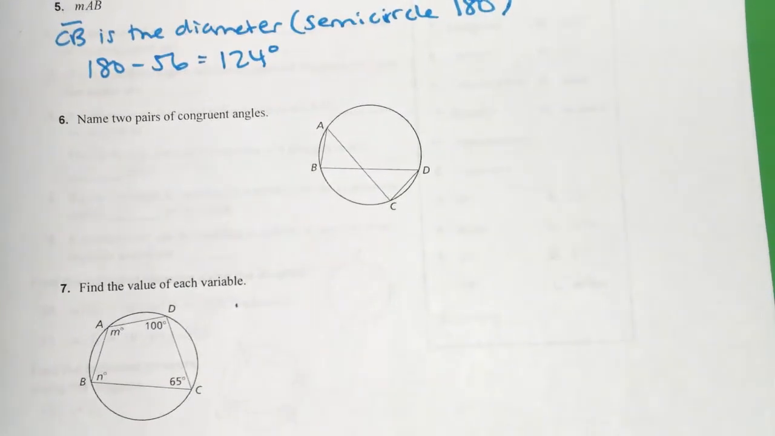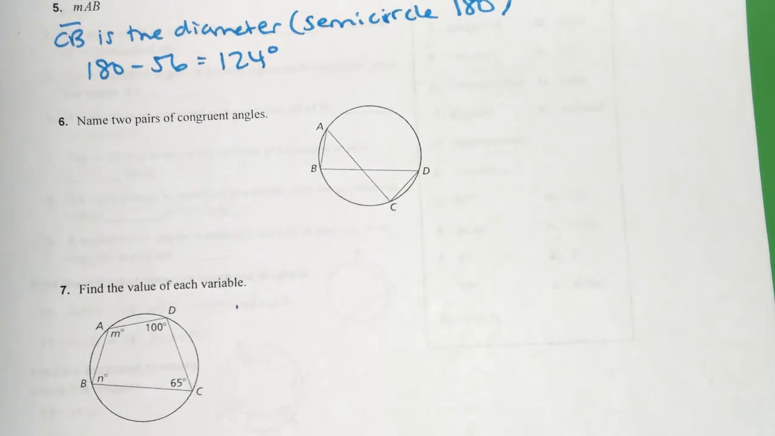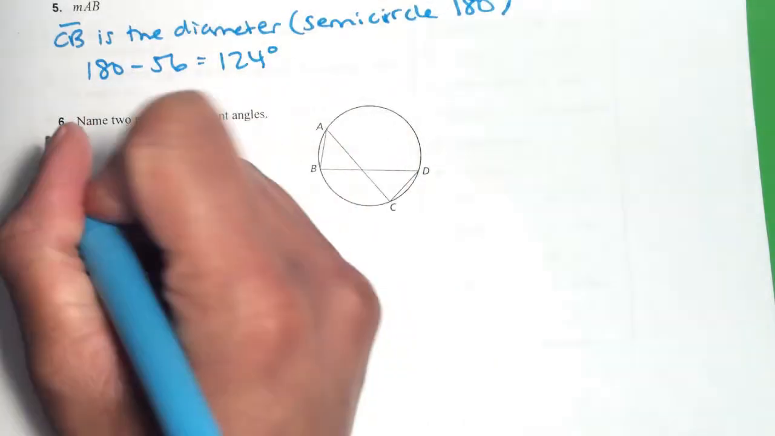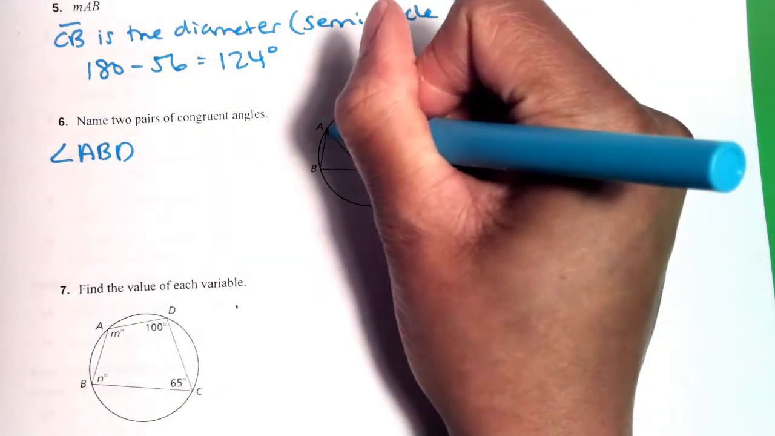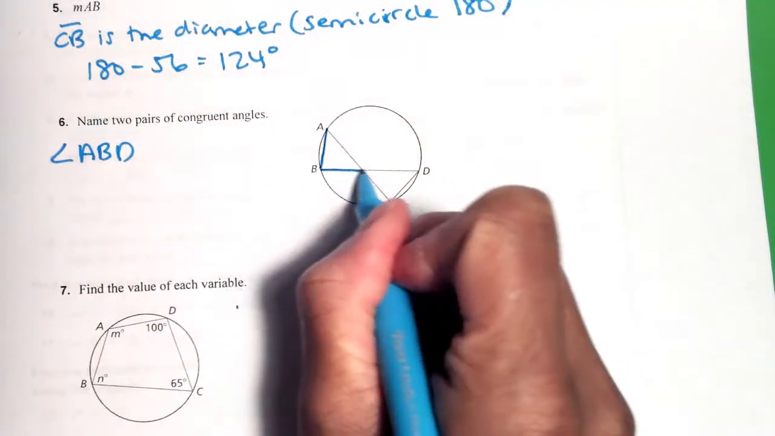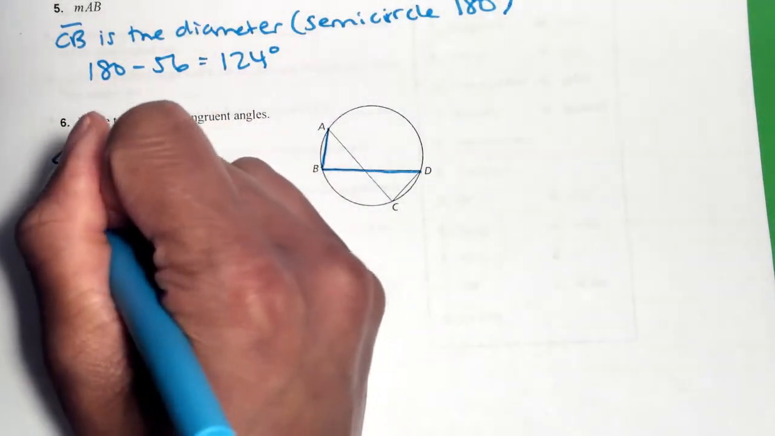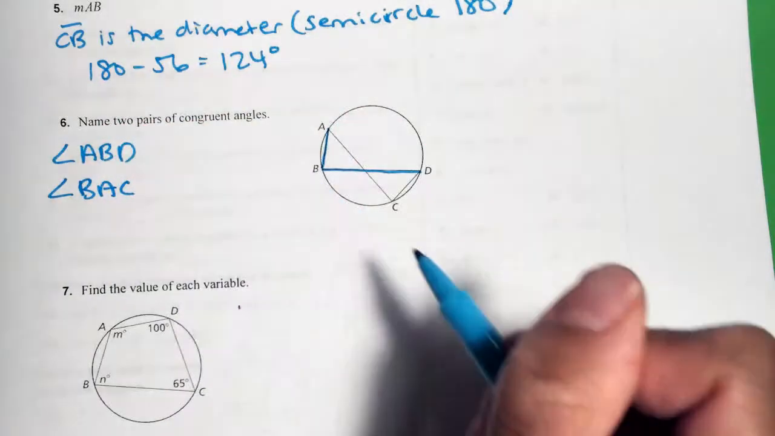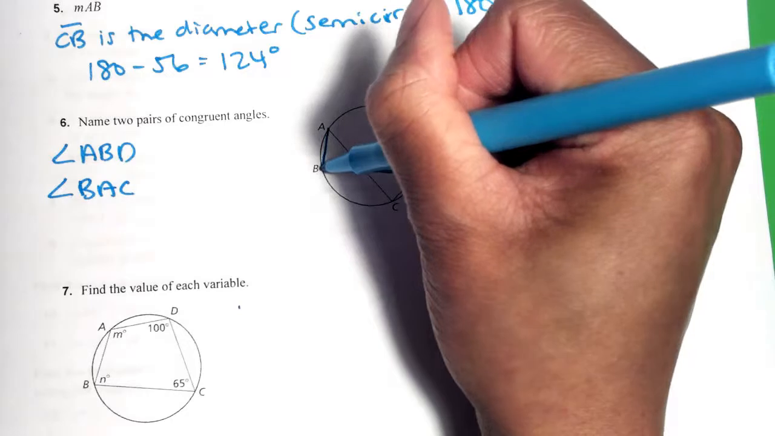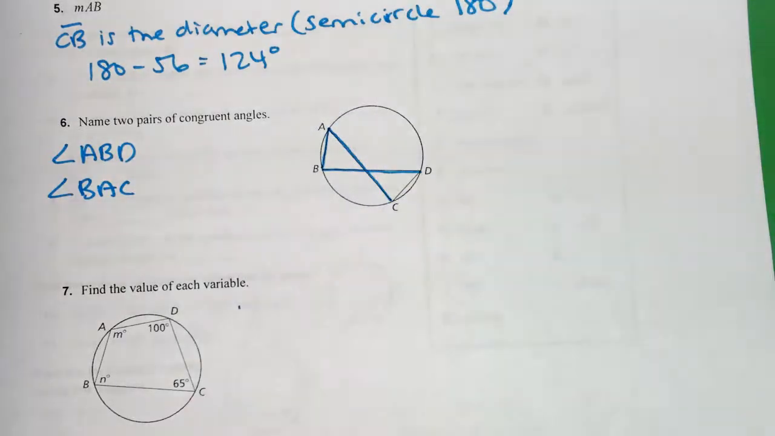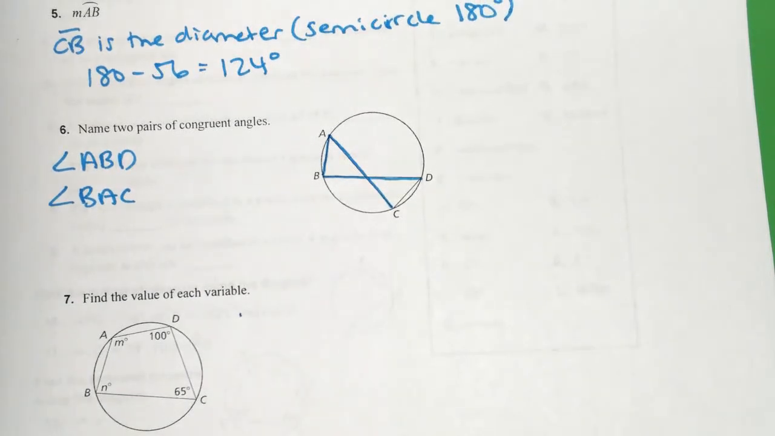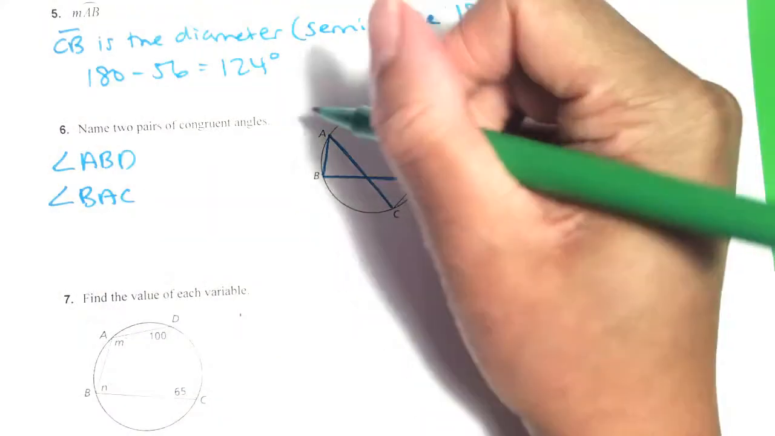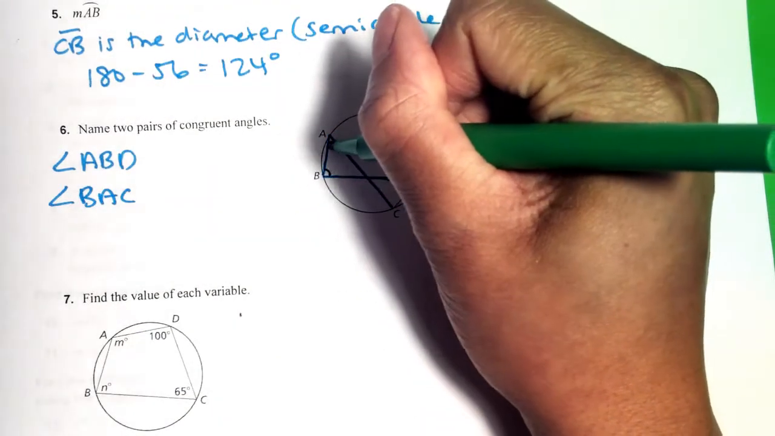Number 6 says to name two pairs of congruent angles. So let's talk about angle ABD. We have this angle here, and then we have angle BAC. So these are two different angles. Note these cannot be the same, because think about putting them in the same triangle. With circles, the two can't really be the same, so these two have to be different measurements.